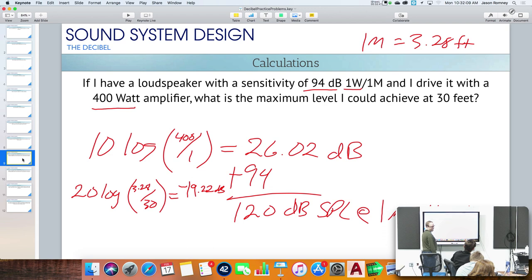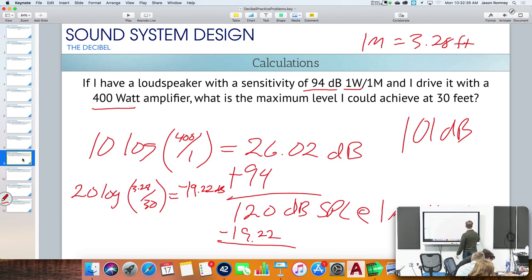You would take it out of 120. Yeah. So remember, the 19.22 dB is the amount of dB that just vaporizes in the air before anybody gets to hear this. Okay? So 19.22, what's 120 dB minus 19.22? 101 dB? Yeah. About 101 dB if you round it.